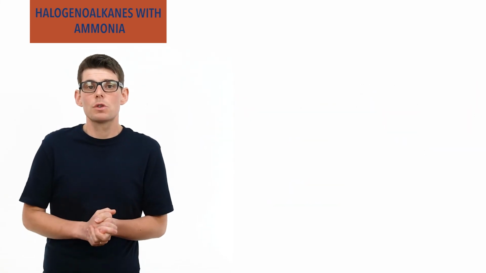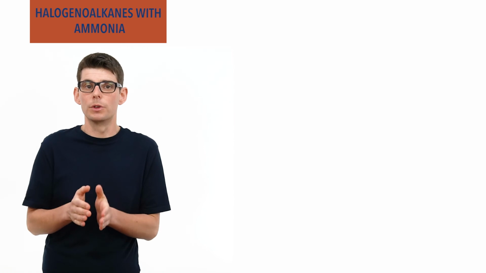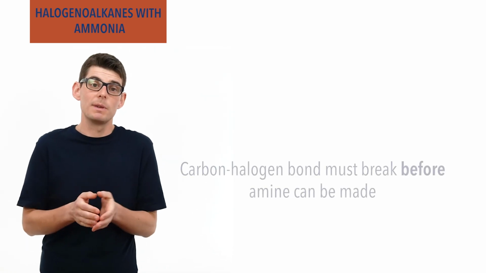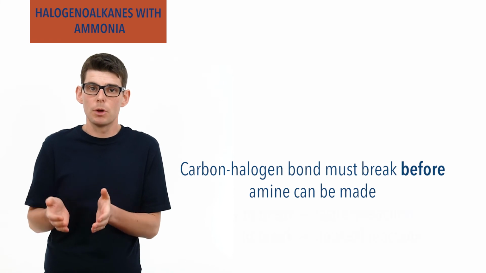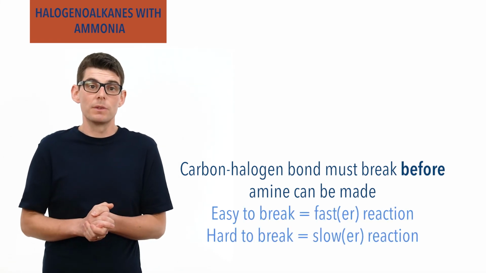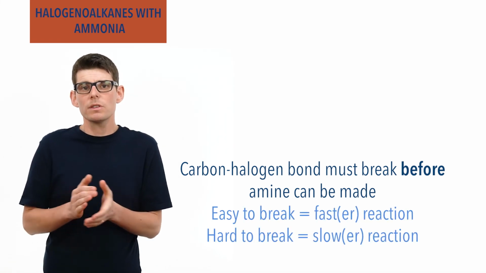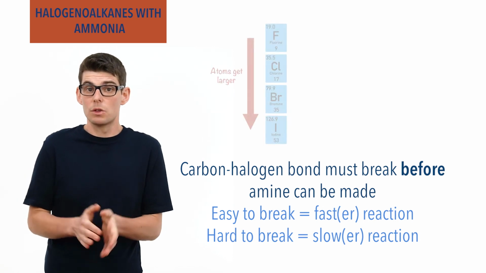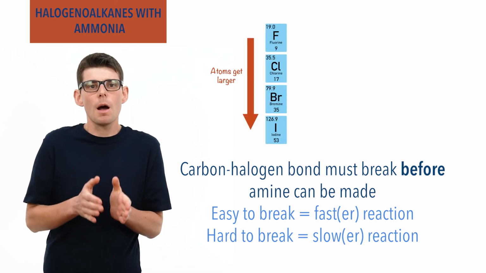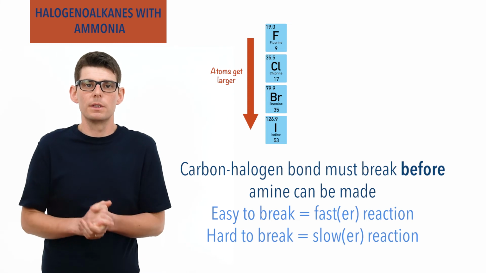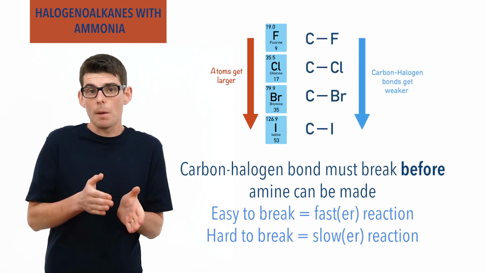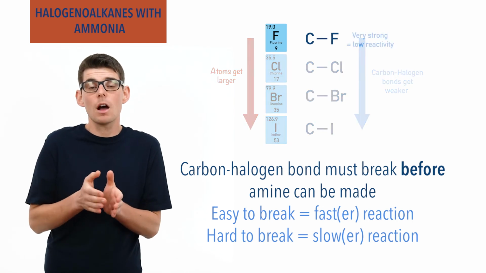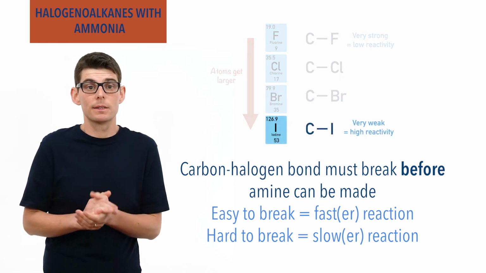In these substitution reactions, the carbon-halogen bond must break before the amine can be made. The easier it is to break the carbon-halogen bond, the faster the amine can be formed. Due to the size of halogen atoms increasing as you go down group 7, carbon-halogen bond length also increases, and this makes the bonds weaker. Carbon-fluorine bonds are the strongest and carbon-iodine bonds are the weakest.